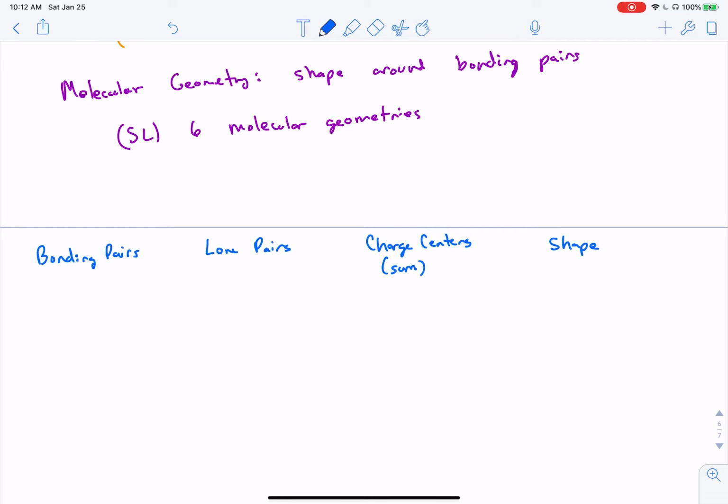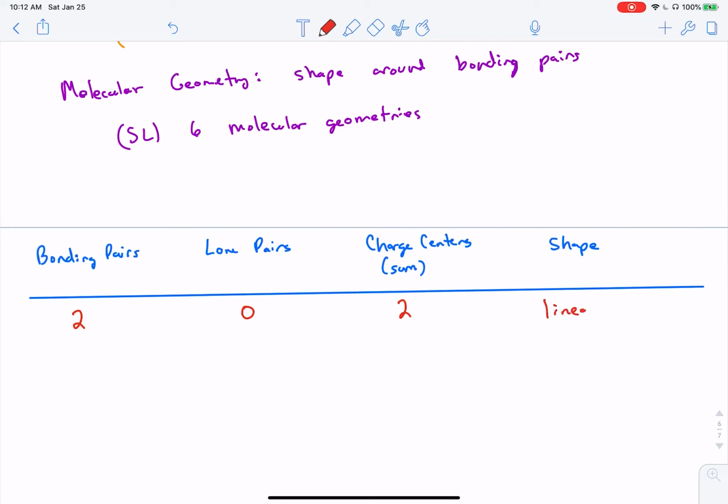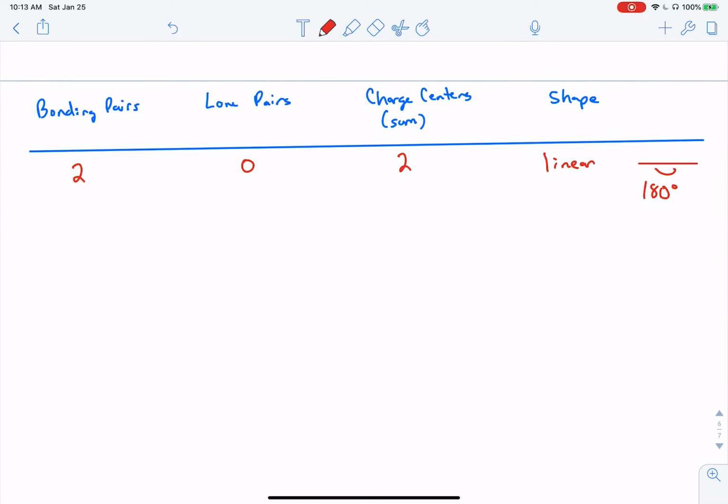If you have 2 bonding pairs and 0 lone pairs, you have 2 charge centers, and that is linear, because it's a straight line, 180 degrees. Charge centers. So a charge center is either a lone pair or a bonding pair.